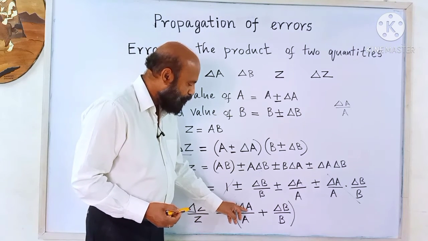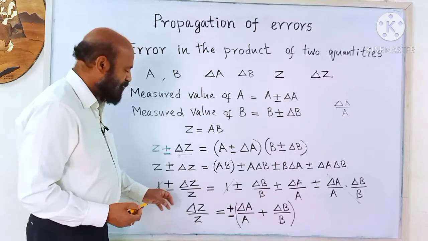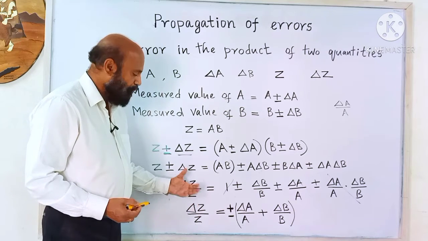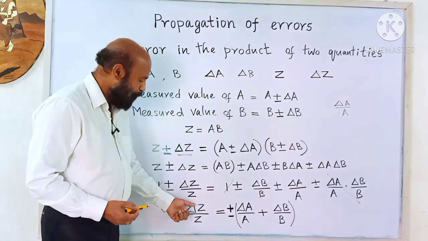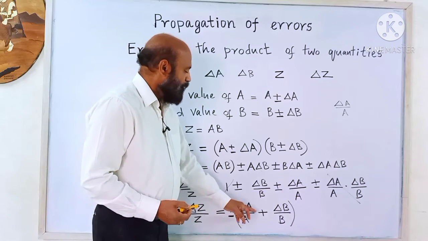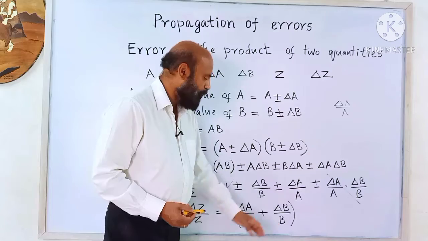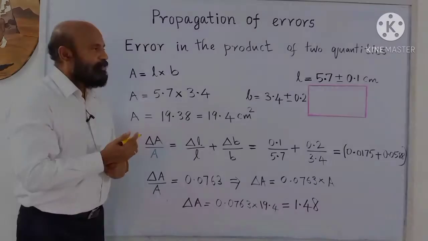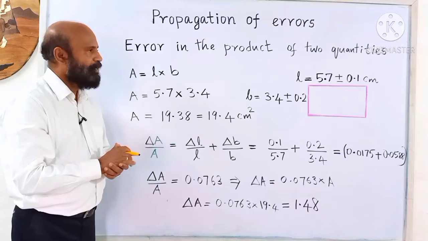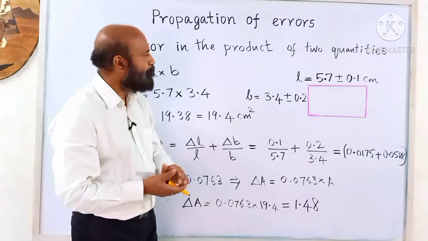And this is the fractional error in A. This is the fractional error in B. So we can say the maximum fractional error in the product of two physical quantities is equal to the sum of the fractional errors in the individual quantities. Here there is an example to understand the propagation of errors in the case of product of two physical quantities.